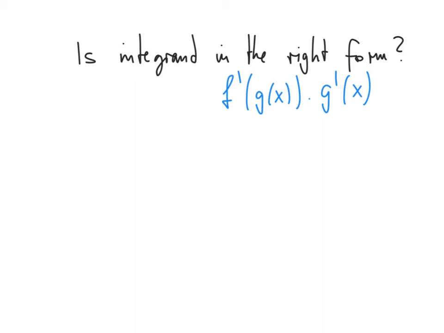So let's start with the function e to the x squared. That's all. And we want to compute the integral of that. Is it in the right form for substitution? Can I write it in this form? Well, it doesn't seem to help, because it's not a product. So there's no multiplicative term that could be g prime of x. It seems nice, it's like a composition, e to the x squared, but there's no term g prime of x. So, no.